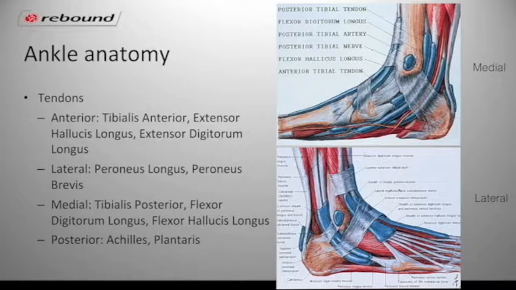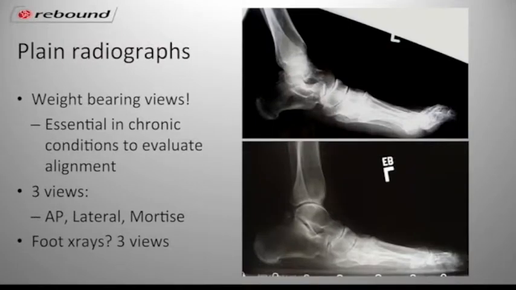Posteriorly, there's one main tendon, and that's the Achilles tendon. This gets its muscle control from two basic big muscles of our calf, the soleus and the gastrocnemius. There's also a small vestigial tendon called the plantaris. It doesn't serve much of a role in injuries about the ankle, though sometimes the hand surgeons will use it to repair tendons in their line of work.